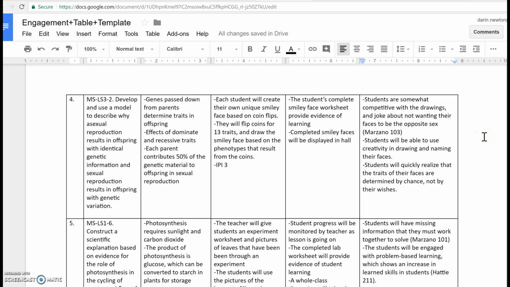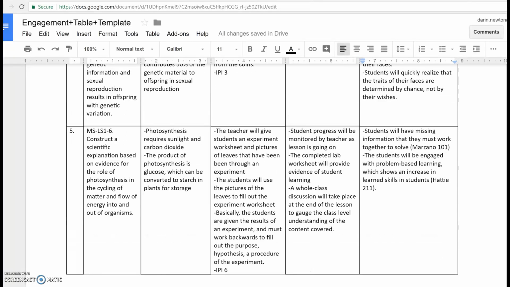Students are somewhat competitive with the drawings and joke about not wanting their faces to be the opposite sex. So it's kind of bringing in this competitive edge to it. Students will be able to use creativity in drawing and naming their faces. So that's going to be engaging to some more of those creative types of students. Students will quickly realize that the traits of their faces are determined by chance, not by their wishes.